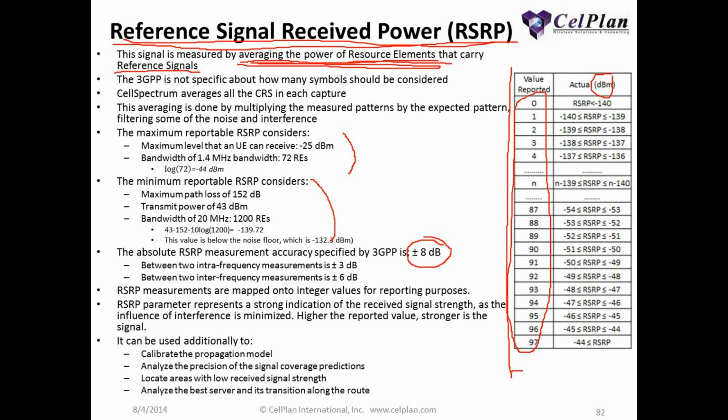And the question is, what is it used for? Well, it's a strong indication of the received signal strength, mainly because in the RSRP we do some interference filtering because we know the pattern that we receive over the set of reference signals, and this is filtered, and by filtering this we remove a large part of the interference. So RSRP is a very good indication of the received signal strength.